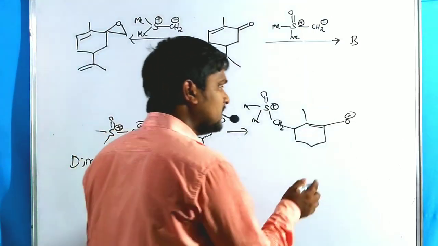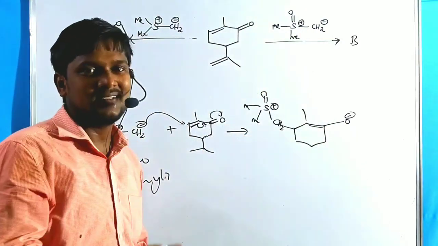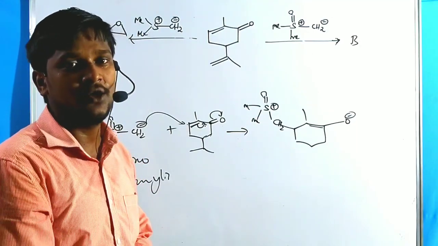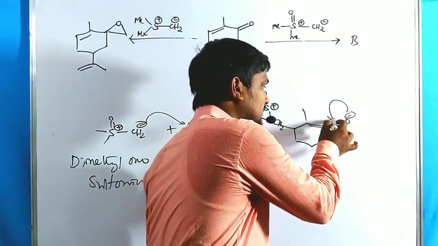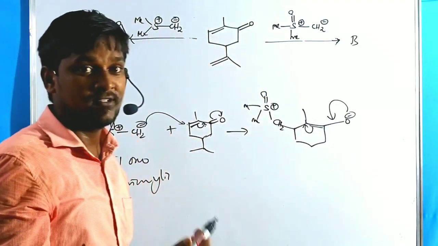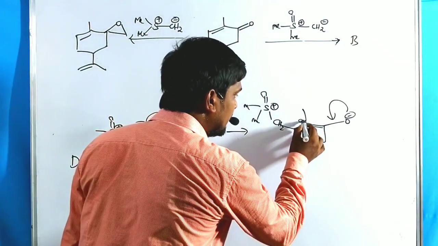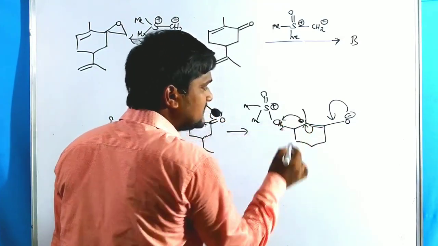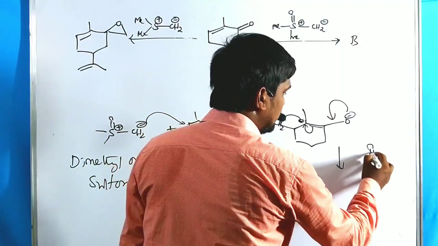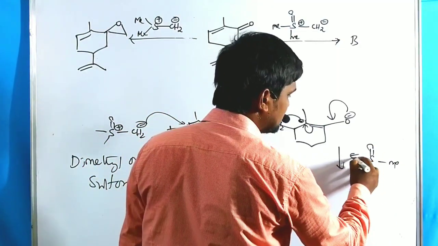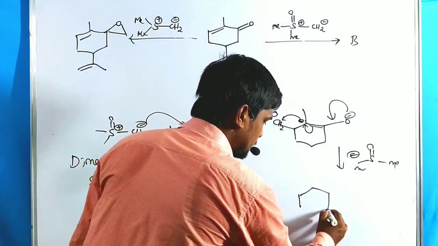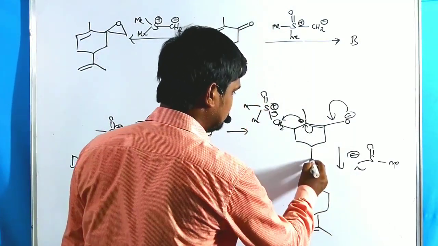This is the enolate form, and enolates are less stable, so it readily reverts to the formation of the ketone. The formation of the ketone leads to carbanion generation, and that carbanion attacks the adjacent CH2 group, eliminating S double bond O methyl. This is the elimination product, dimethyl sulfoxide, DMSO. Now we get the major product.